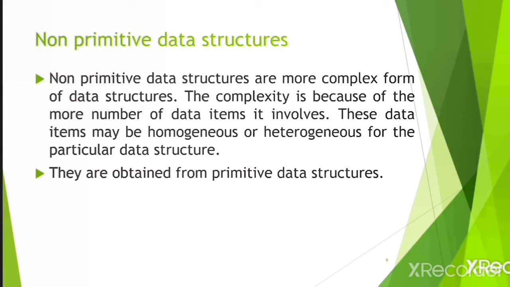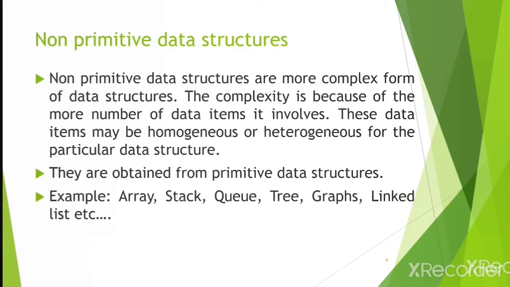These non-primitive data structures may be of the same type or of different types. They may be homogeneous or heterogeneous. All non-primitive data structures are obtained from primitive data structures. Here are some examples of non-primitive data structures: array, stack, queue, tree, graphs, linked list, etc. And we are going to discuss these data structures in our subsequent sessions.